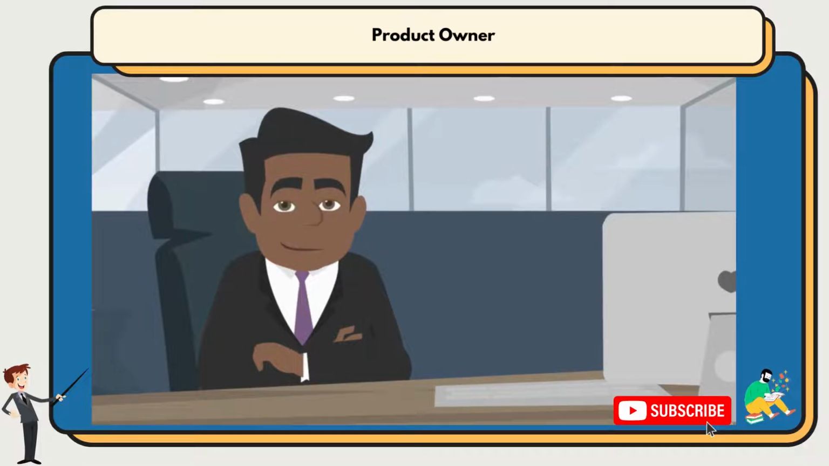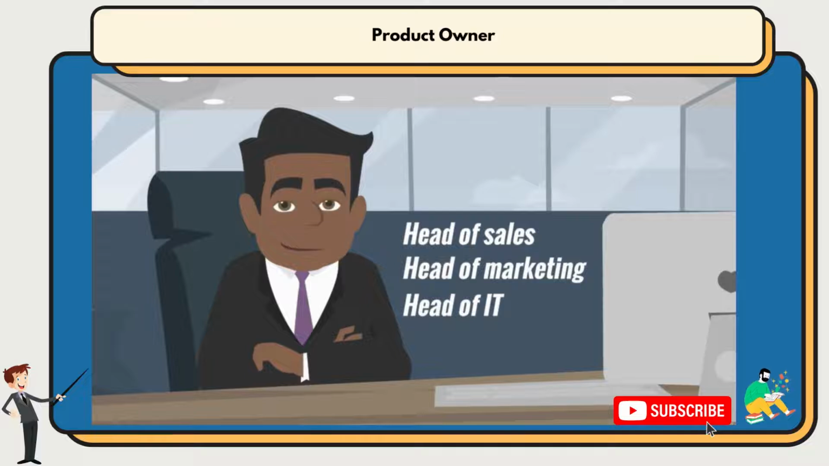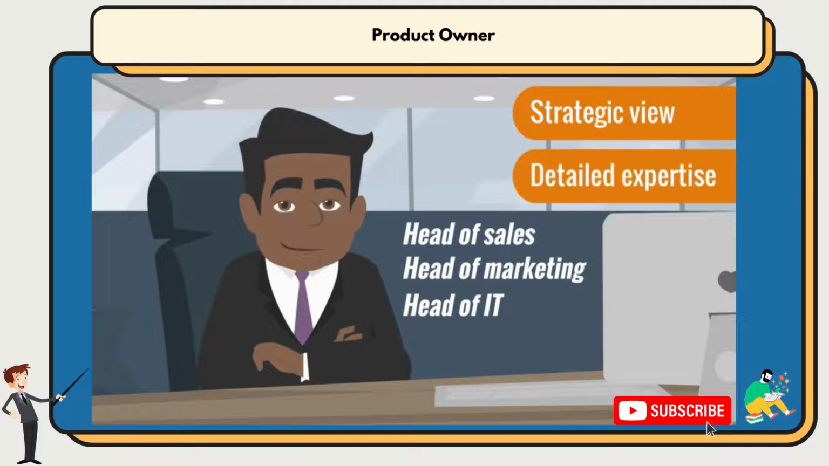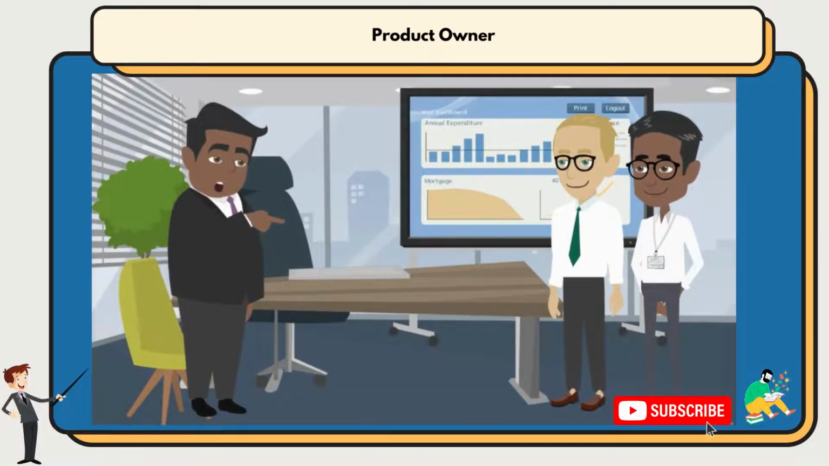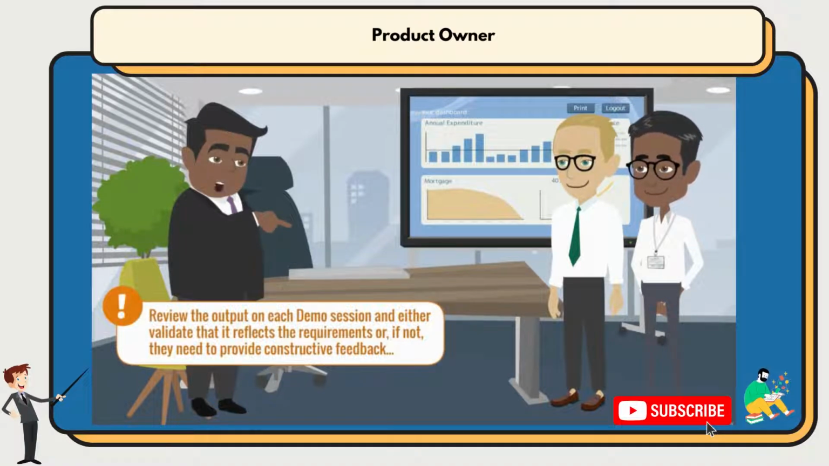Often, this is a manager or senior manager from the business field or business function, head of sales, head of marketing, head of IT, etc. They need to combine the ability to look strategically at the project, but also have a good expertise in the field. Since the product owner is such an important role, they need to be working closely with the team throughout the entire project. As mentioned, they are the ones to review the output on each demo session and either validate that it reflects the requirements, or, if not, they need to provide constructive feedback to the development team why the output is not meeting the desired standards.